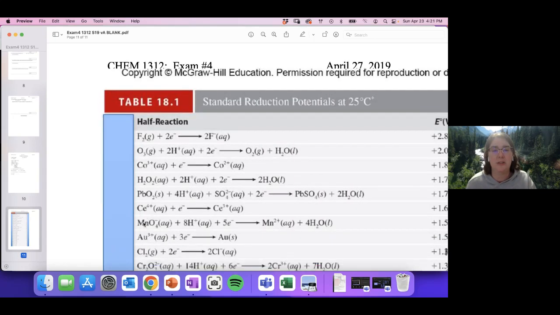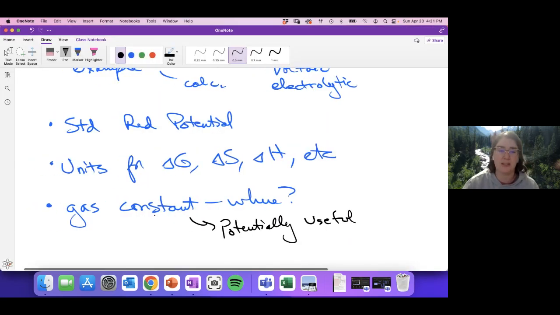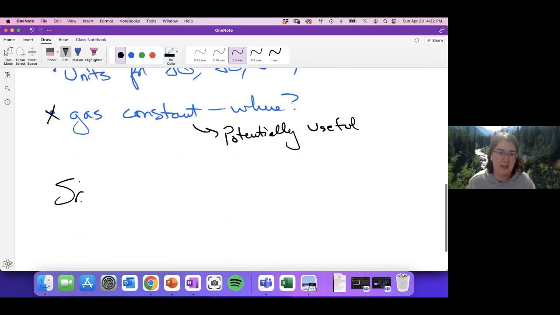The other thing that will be on your exam actually is a giant standard reduction potential table, which somebody asked about. So let's talk about that. Let me see what I wrote down. So gas constant is going to be given to you. No worries about that. So standard reduction potentials. Whenever we say a standard reduction potential, there's a couple of pieces to that. So first of all, I'll go ahead and write actually everything out. Standard reduction potential.